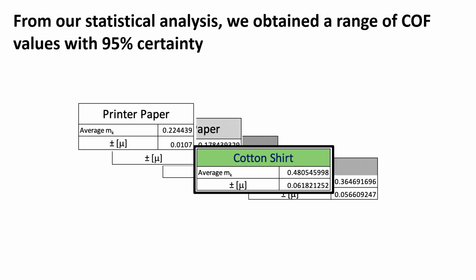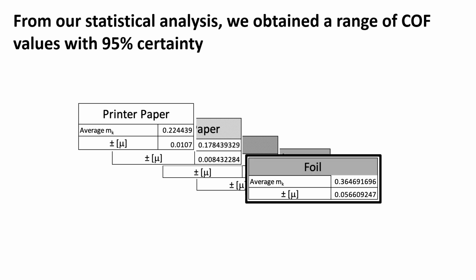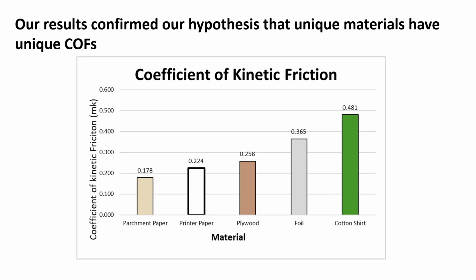For the cotton t-shirt, our average value was 0.4805 plus or minus 0.0618. Finally, for the aluminum foil, our average value was 0.36469 plus or minus 0.0566. Based on this bar chart shown here, we can confirm our hypothesis, saying that each material exhibited a unique coefficient of friction value.